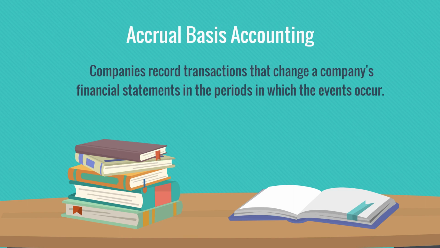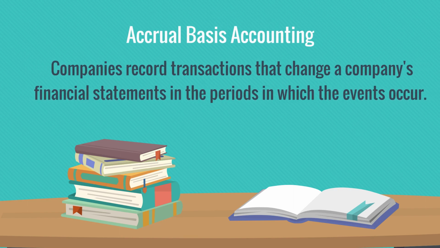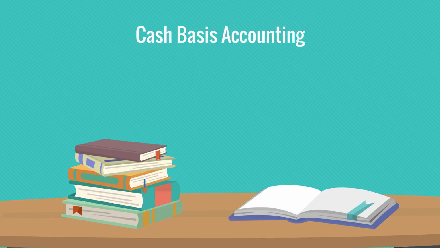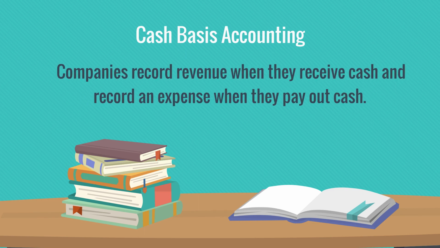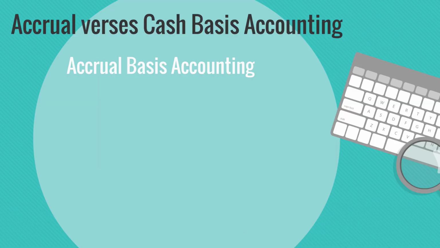Under the accrual basis, companies record transactions that change a company's financial statements in the periods in which the events occur. Although GAAP requires the accrual basis of accounting, most individuals and some small businesses use the cash basis of accounting, which is an alternative to the accrual basis. Under the cash basis, companies record revenue when they receive cash and record an expense when cash is paid.